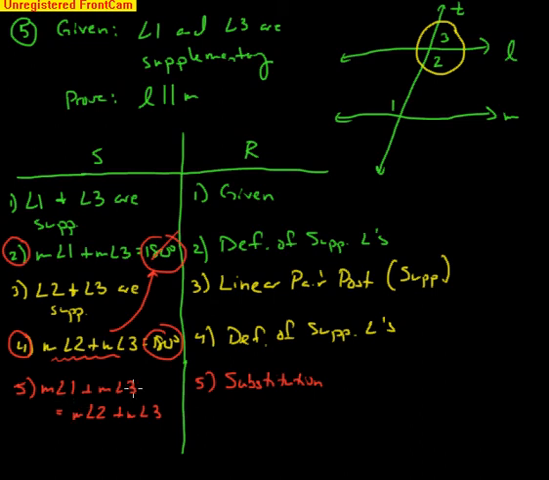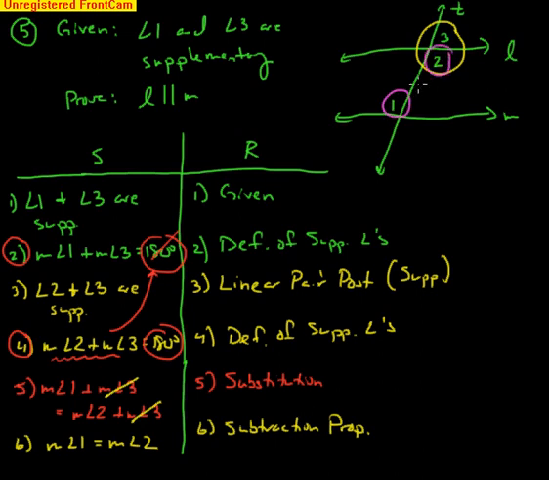Okay? Now notice what you have on both sides. We have an angle 3 on both sides. Let's get rid of it. Let's subtract angle 3 on both sides. Let's use the subtraction property and subtract the measure of angle 3 on both sides, leaving us with the measure of angle 1 equals the measure of angle 2. All right. Well, now look up here at angle 1 and angle 2. What kind of angles are they?